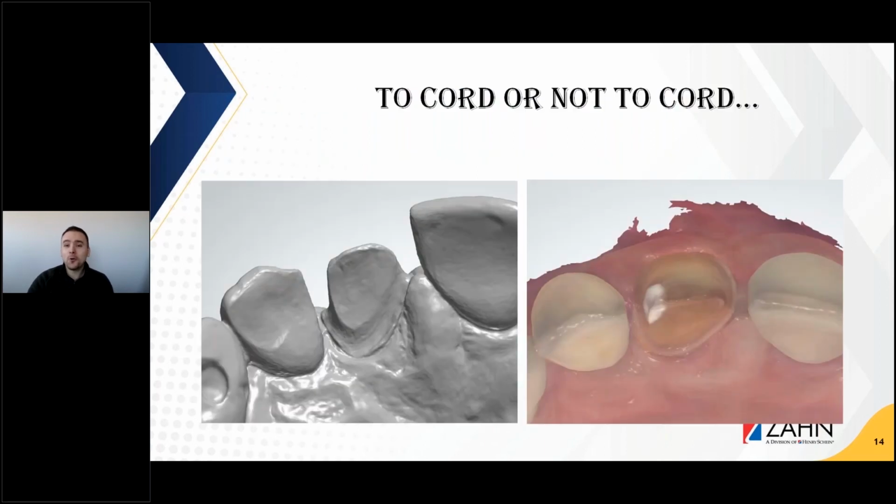So to cord or not to cord? That is the question, right? So we have an example here of a very good prep where the dentist had packed the cord. And so we're really happy when we receive those cases. The benefit is that the margin is very easily distinguishable. And we also receive POI data, which you see on the side.